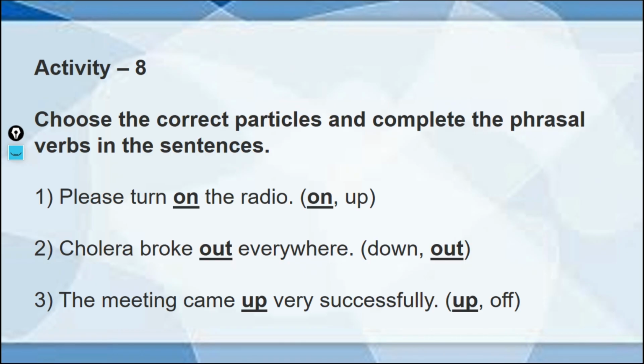Now in this particular activity, we have to choose the correct particles and complete the phrasal verbs in the sentence. Now what will be the first option? Please turn on the radio. The options were on and up. Cholera broke out everywhere. The options were down and out, and the correct answer is out. In the third sentence, the options are up and off, but the correct answer will be up, as the sentence is: the meeting came up very successfully.